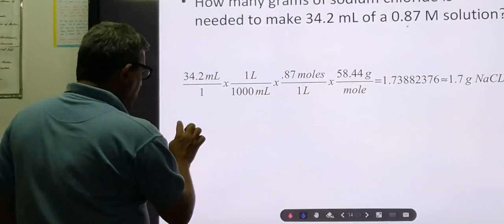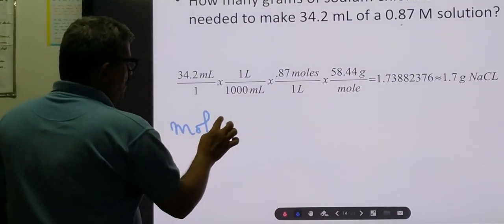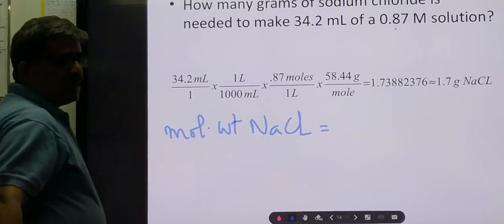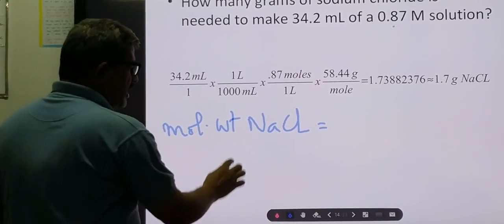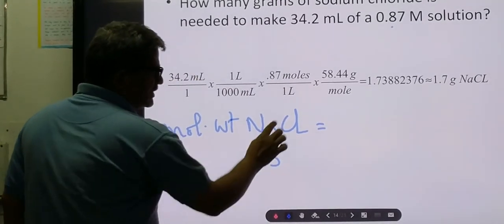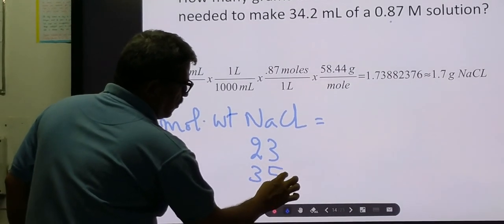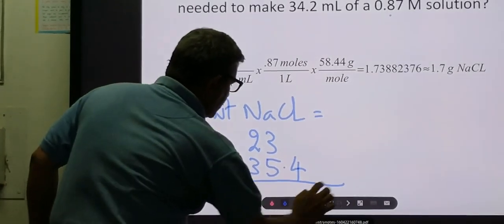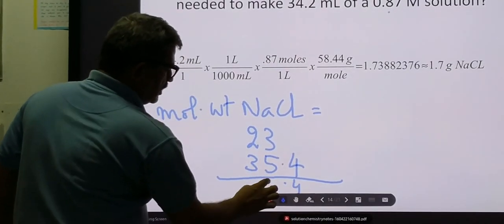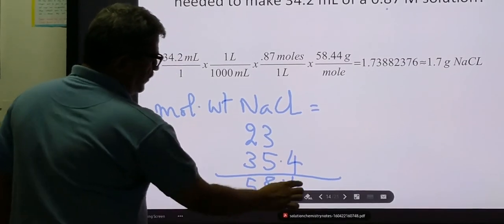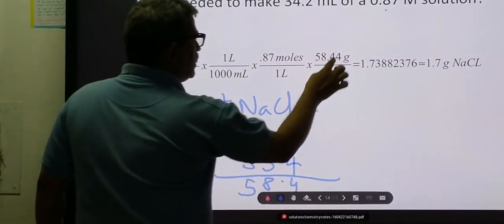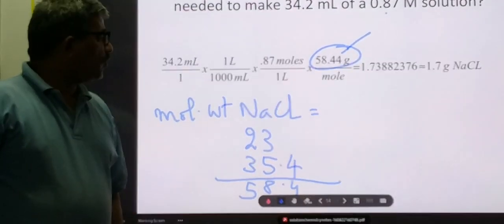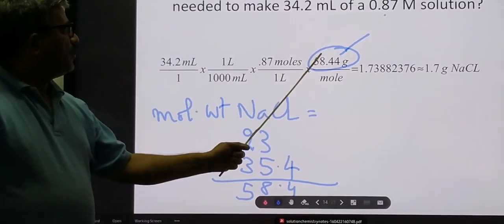Let us go for the molecular weight. Molecular weight of NaCl: how do we get it? Atomic weight of Na plus atomic weight of Cl. Na refers to 23 grams. Cl refers to 35.4 grams. If you add it up, you get 58.4 grams. See, here it is given that the molecular weight of NaCl is 58.44 grams. They have taken another point beyond this. Fine.